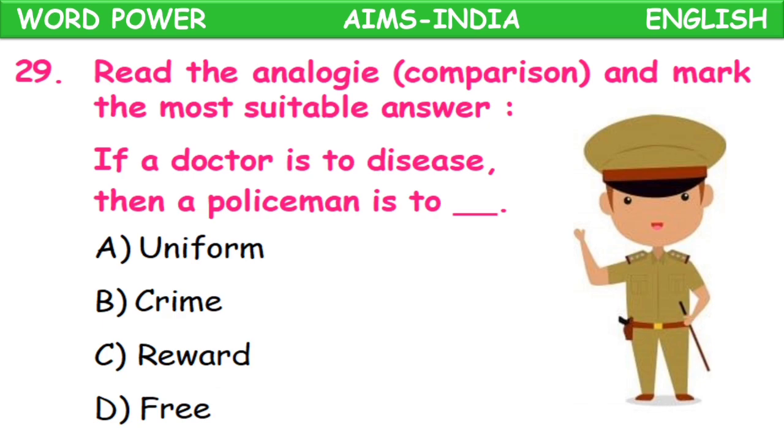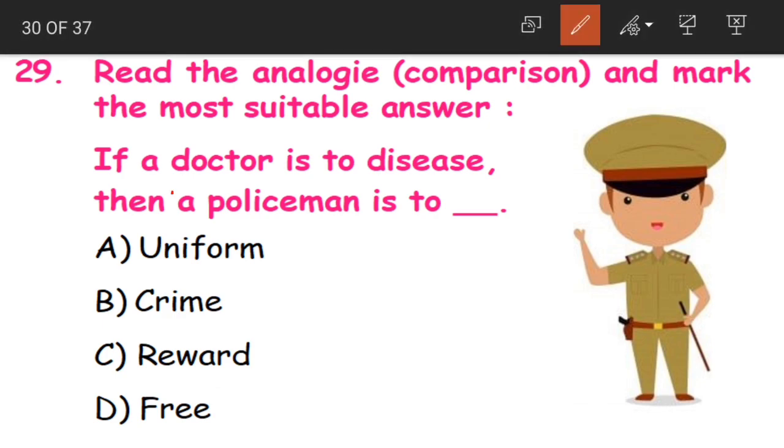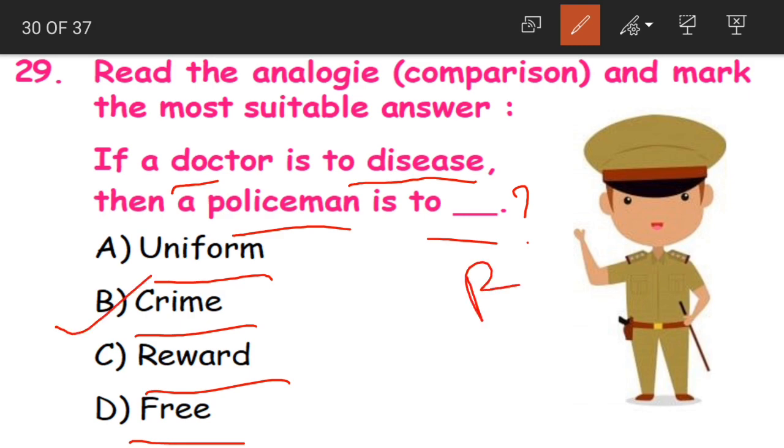Clear? Now 29th one, read the analogy and mark the most suitable answer. If a doctor is to disease, then a policeman is to what? When you are sick, when you are suffering from a disease, you go to a doctor. You consult a doctor so that he cures your problem. Then why do you go to a policeman? Policeman is to uniform, crime, reward, free. And the answer is B, children. Crime. If you are faced with a crime, if some theft, robbery or anything like kidnap or any other crime, fight happens, then whom are we going to report it to? Yes, to the policeman. Clear?